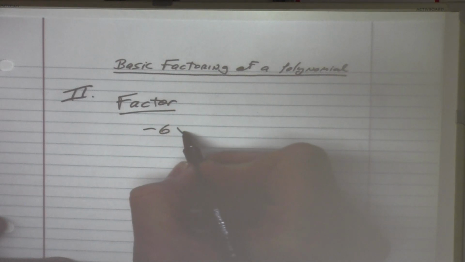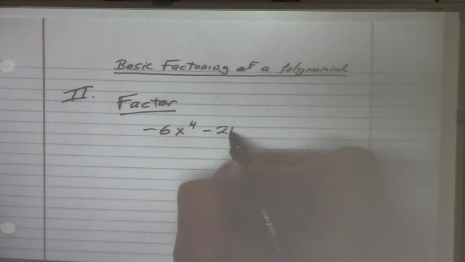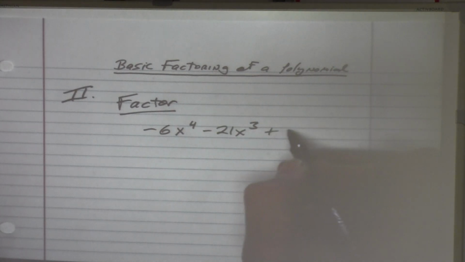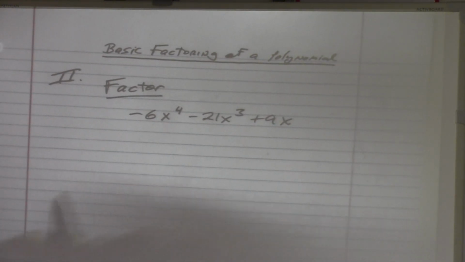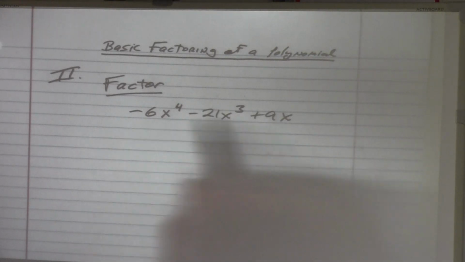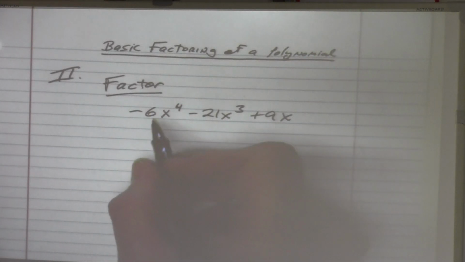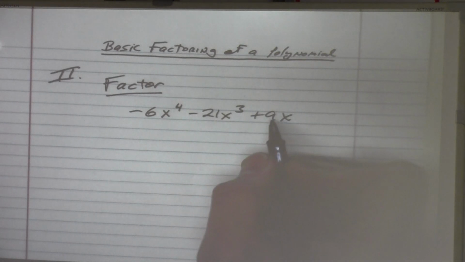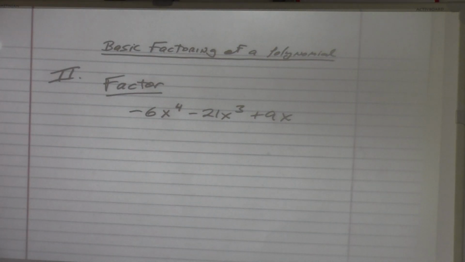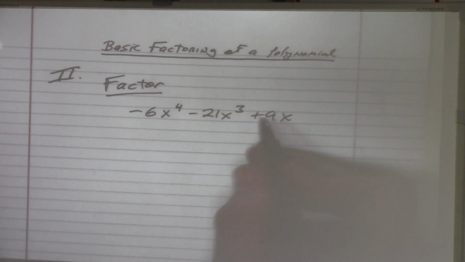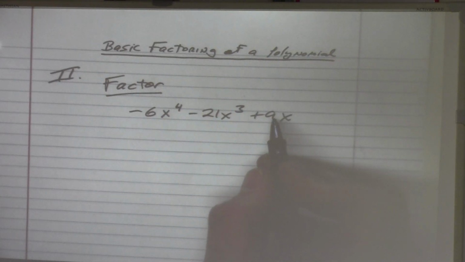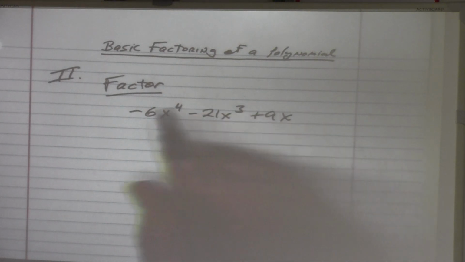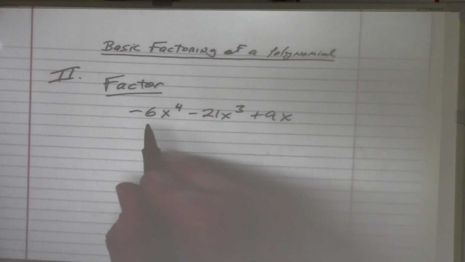Let's use this example, negative 6x to the 4th minus 21x cubed plus 9x. You'll recognize it because we used that on the last page. What we're going to do is we're going to look at it and figure out what is common to all 3 of them at the same time. So looking at the numbers, negative 6, negative 21, and 9, I see I can't divide them by 2, but it looks like I can divide them all by a 3. I can't divide them all by a 6 because that doesn't work with the 9. I can't divide them all with a 9 because that's larger than the 6. But I can divide them all by a 3.